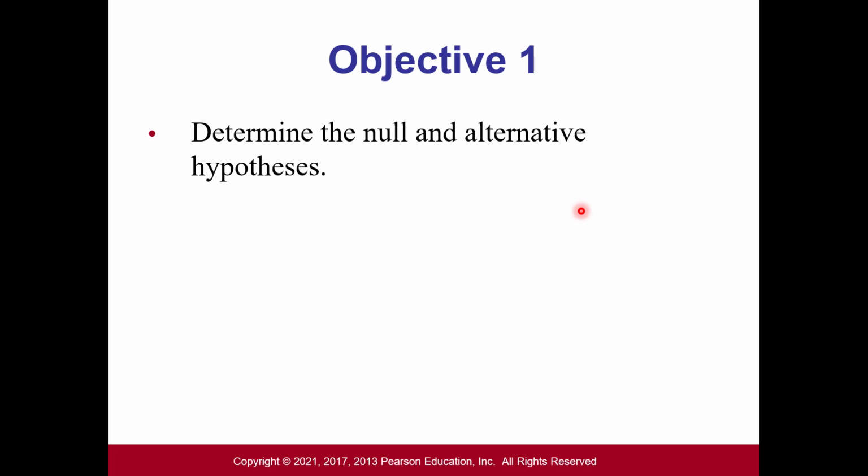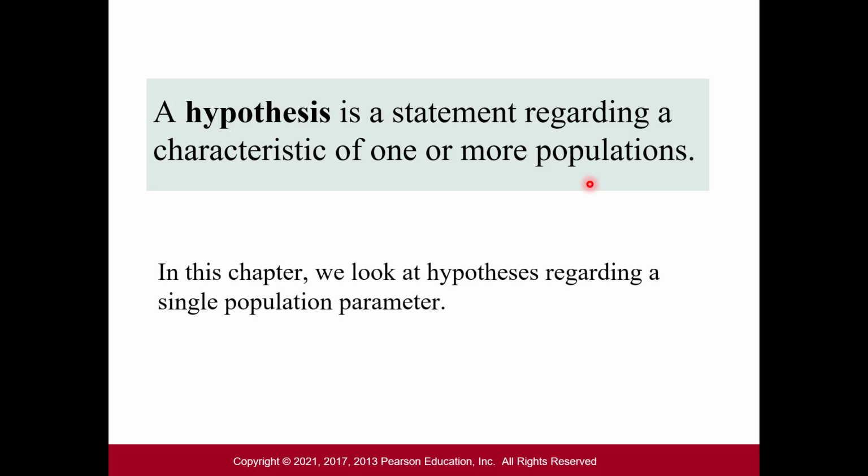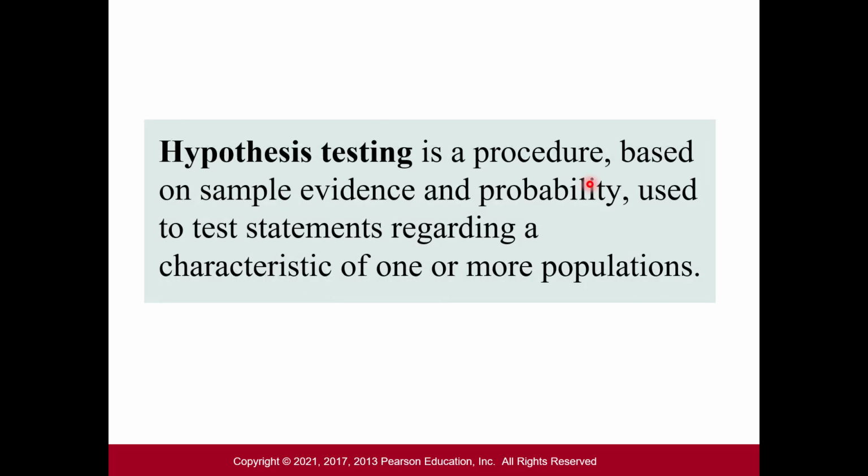So what we want to start with here is to determine the null and alternative hypotheses. So let's start with what a hypothesis is. It's just a statement regarding a characteristic of one or more populations. It actually comes from the Greek word that means to suppose. And so in this chapter, we look at hypotheses regarding a single population parameter. And so hypothesis testing is a procedure. So we have a hypothesis, and then when we're doing hypothesis testing, that's a procedure or method based on sample evidence and probability. And that's going to be used to test statements regarding a characteristic of one or more populations.